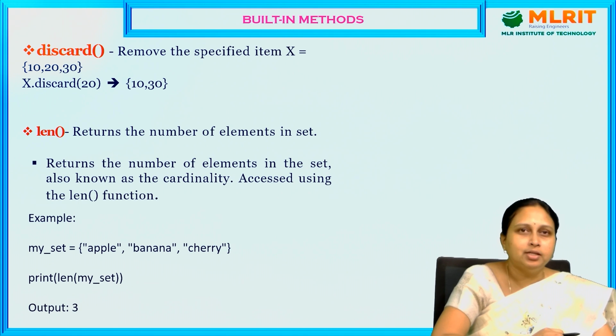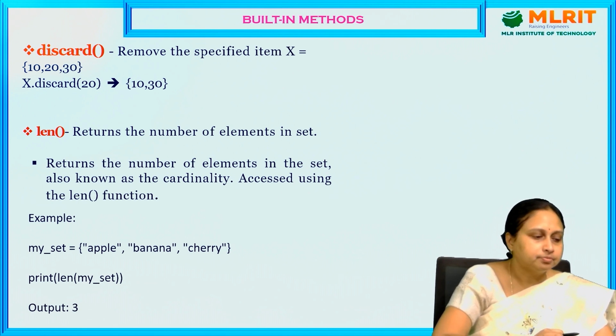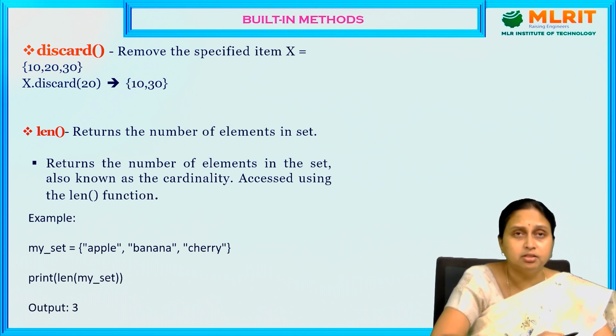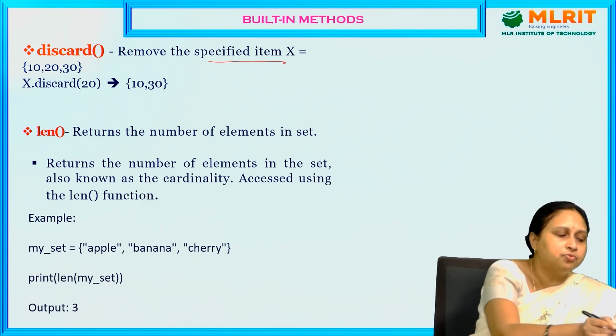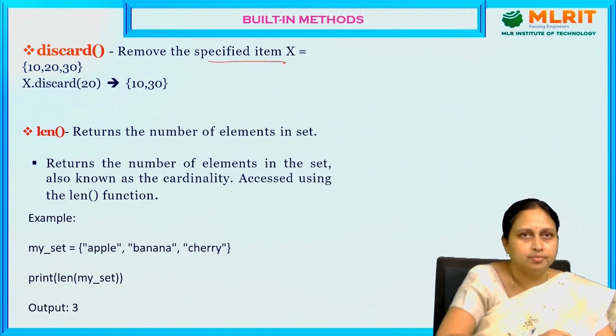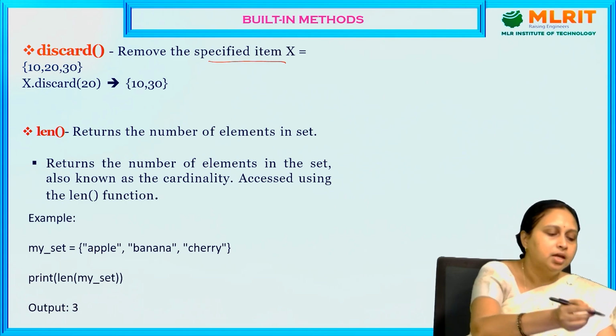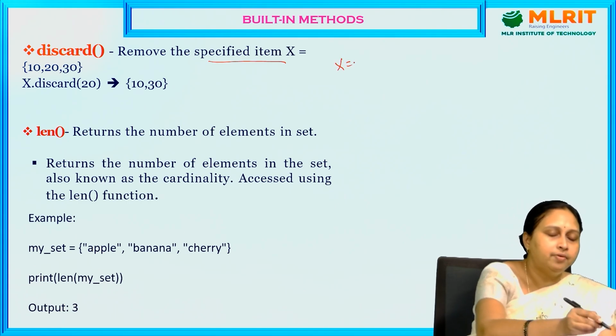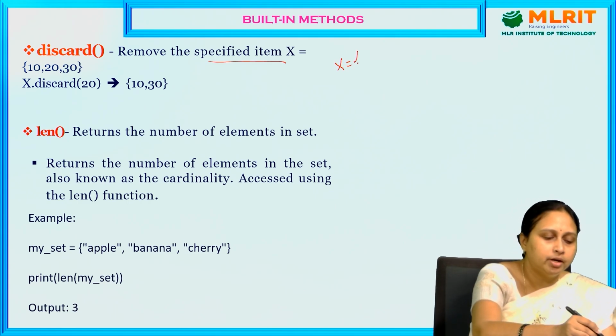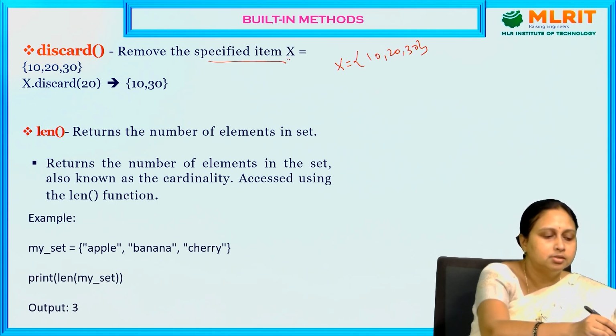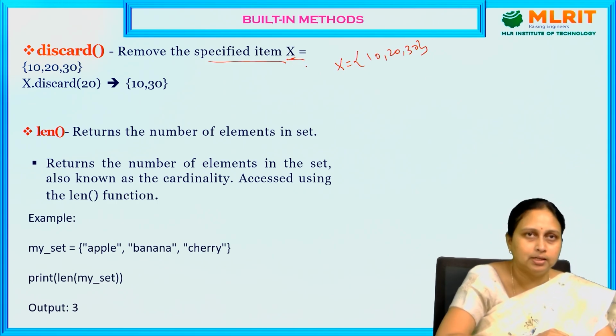And the next one is the discard function. These are some of the built-in methods we have in Python. The discard function removes the specified item from the set. Now, how are we going to use this discard function? Let us say x equals the variable which you are going to take, and we assign a set to it.